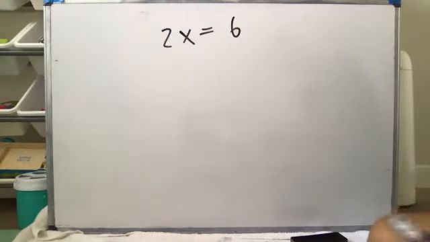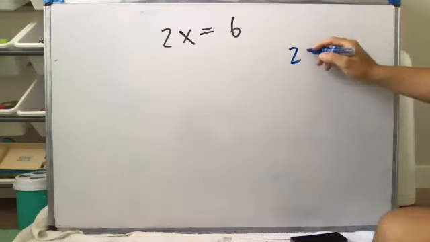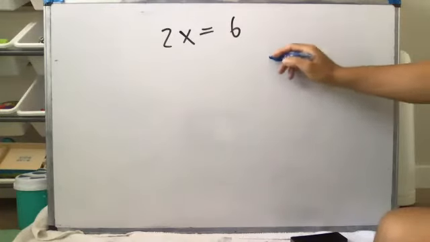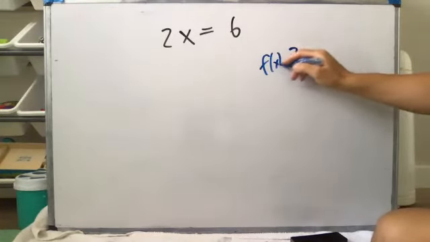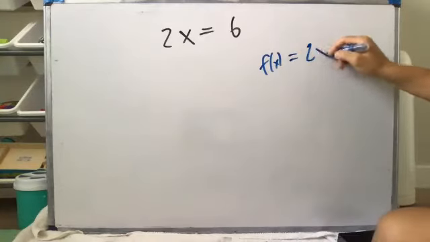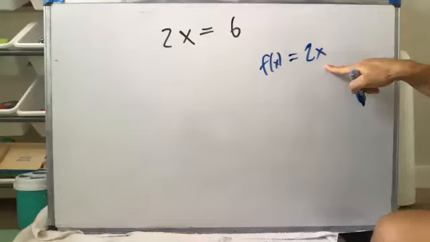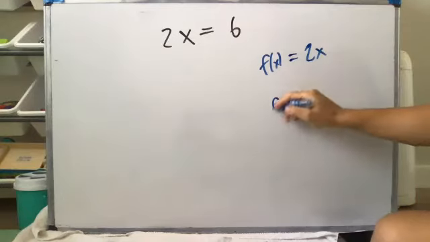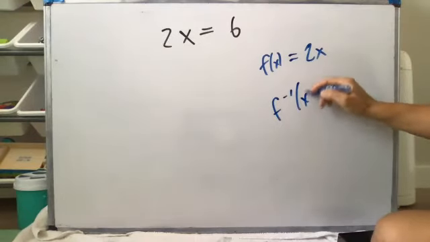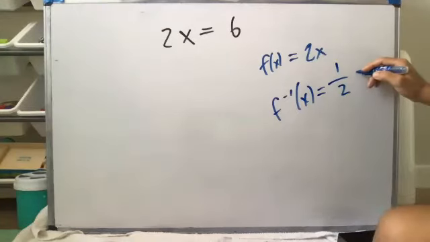Before we solve it, let me ask you, what's the inverse of 2 times something? So if f of x is equal to 2x, what's the inverse of multiplying by 2? The thing that undoes multiplying by 2? Divide. Divide by 2, right? Or let's think of it as multiplying by a half.